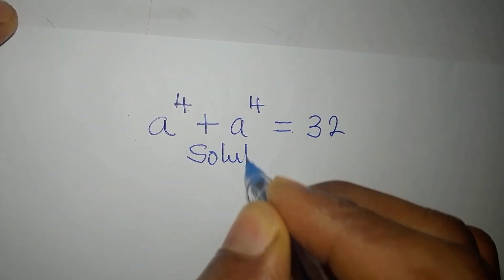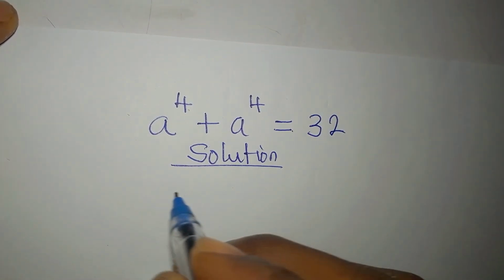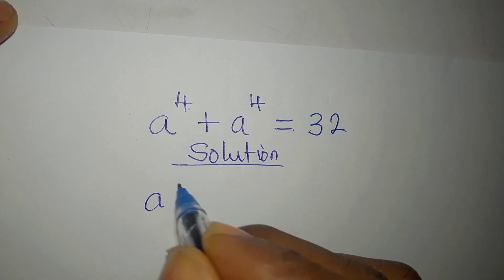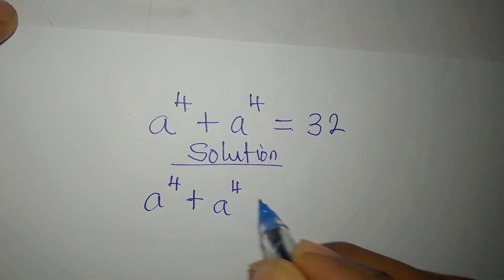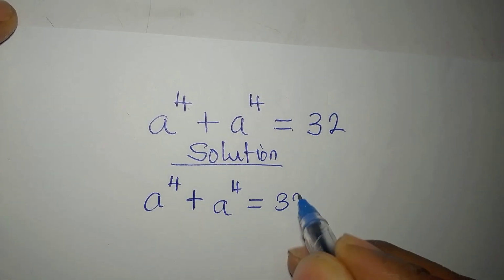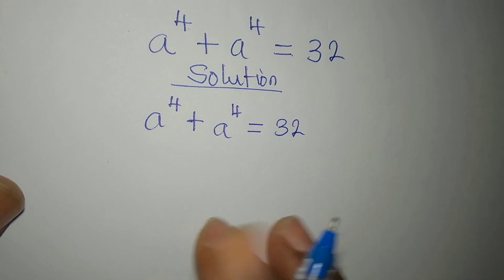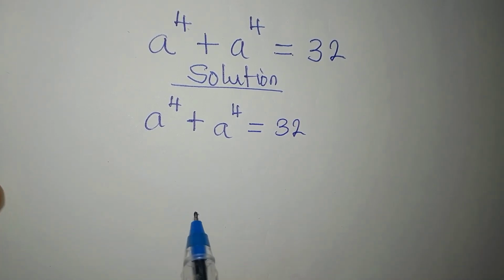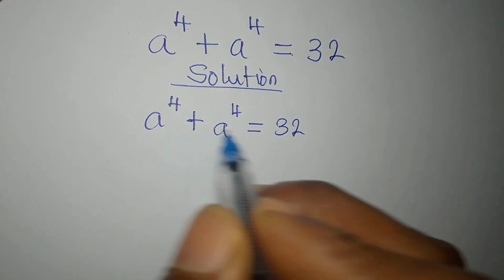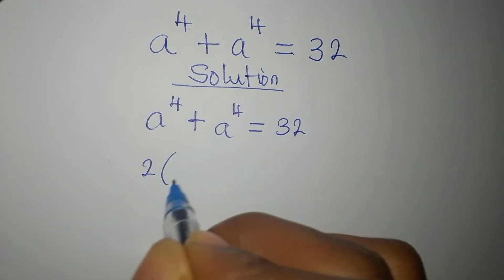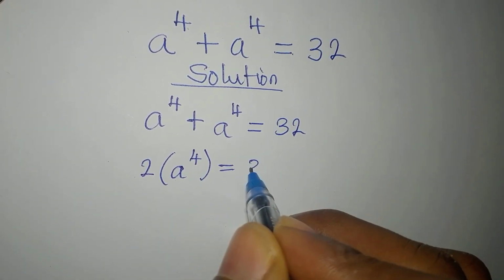Let's provide a complete solution to this problem. We have a to the power of 4 plus a to the power of 4 equals 32. Like I said, we are providing the complete solution to this problem, right? Okay, we can put these two together to get 2a to the power of 4, and this is equal to 32.